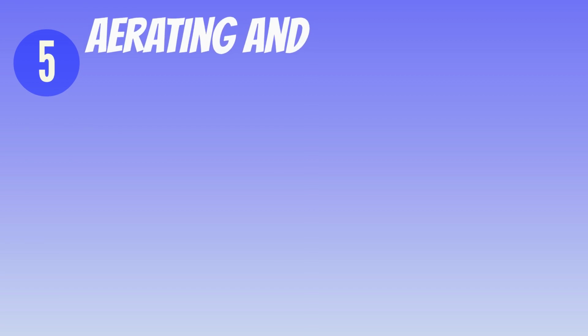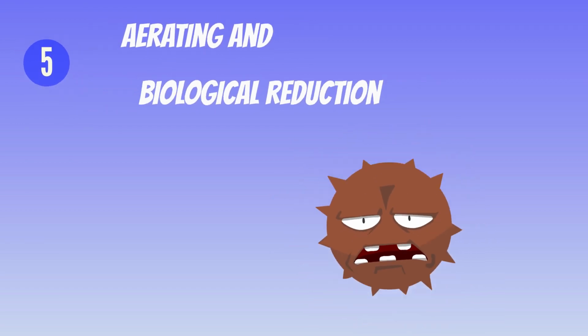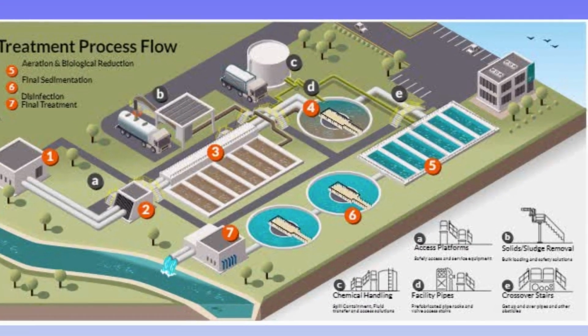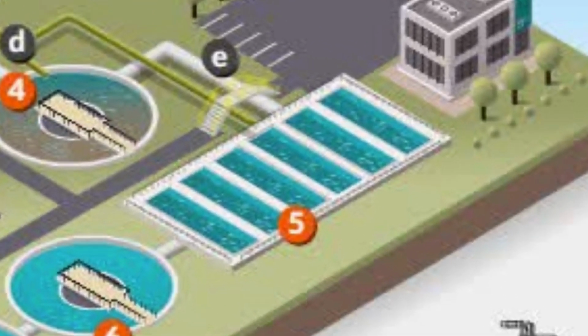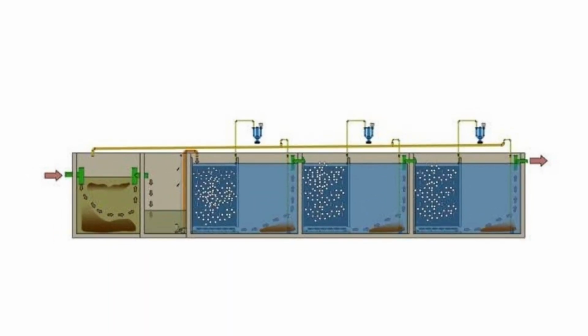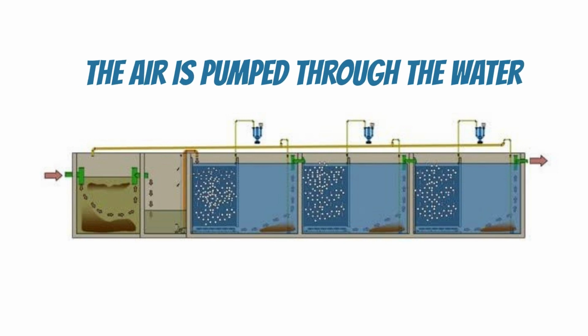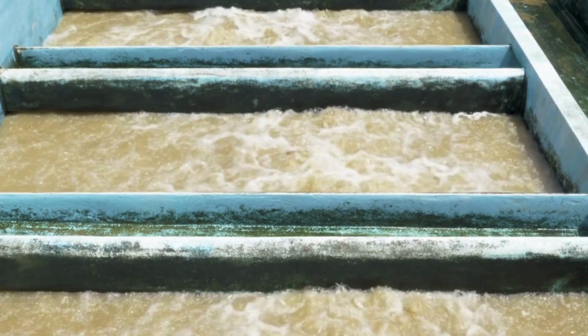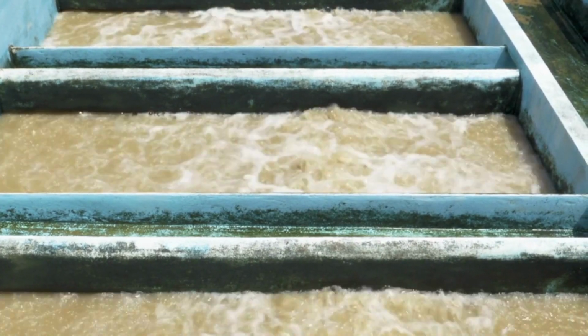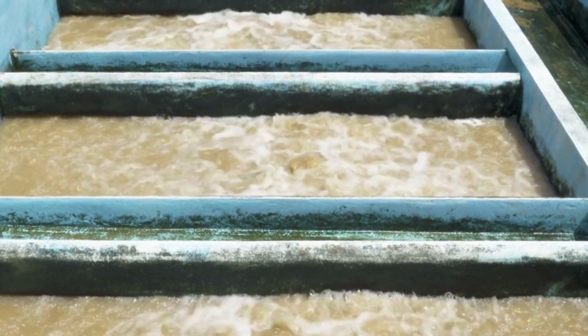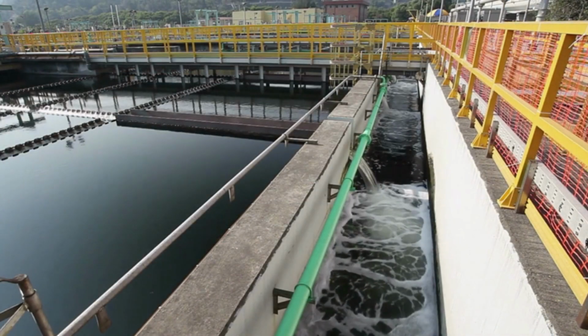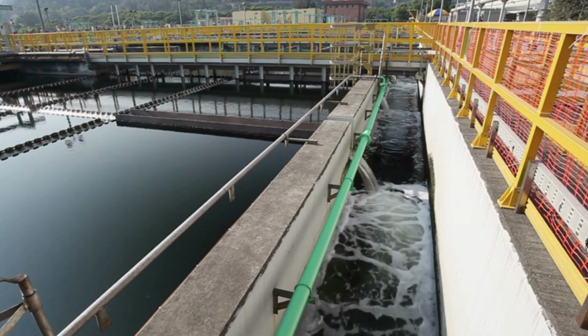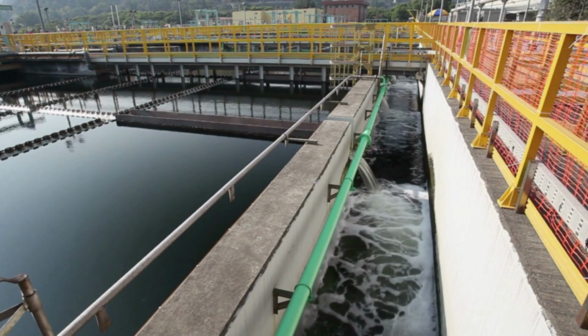The fifth step is aerating and biological reduction. The wastewater enters a series of long, parallel concrete tanks. In the first section, air is pumped through the water. As organic matter decays, it uses up oxygen, so aeration replenishes the oxygen. Bubbling oxygen through the water also keeps the organic material suspended while it forces grit to settle out.